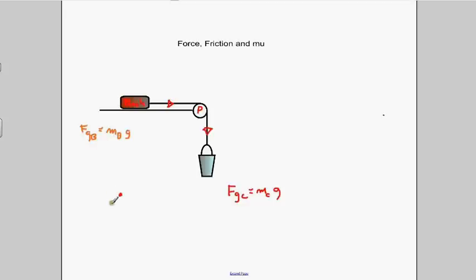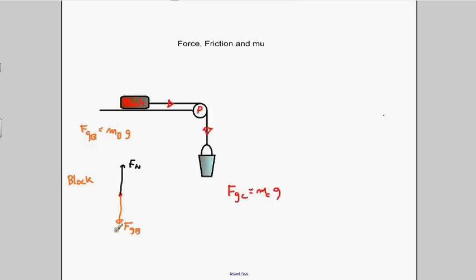And let's show what the block is going to look like. Here's the block. It is going to have a force of gravity pulling downward. But since it's not moving, that implies that there is another force pulling up in the opposite direction, and there is. Call it the force normal. And this one over here is the force of gravity of the block.